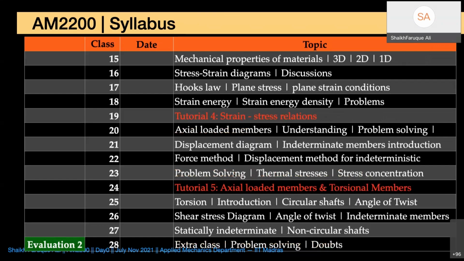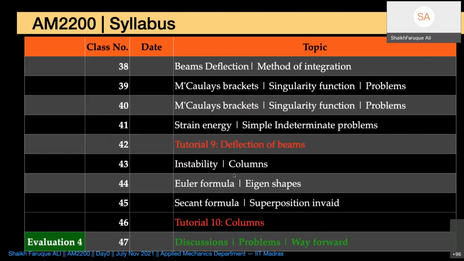And then you can see tutorial 4, 5, and the course will end with 46 or 47 lecture classes. There will be 2 or 3 classes left at the end, which we will use to go through the complete course again. So a revival of the full course will be done at the end of this.